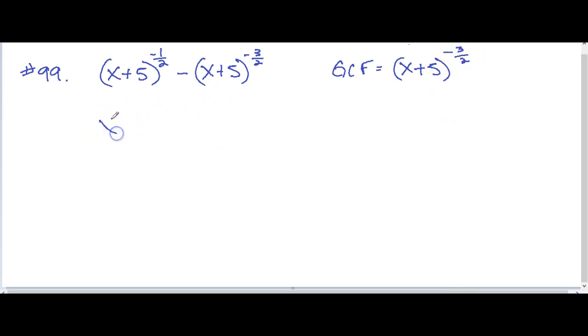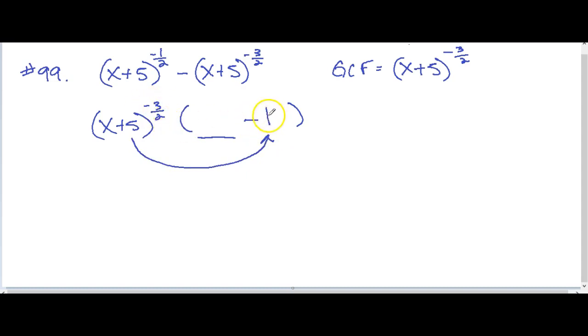In our next step, we're going to take that greatest common factor out of the expression, and then we're going to multiply it by two terms in the expression to give us the original. So I'm going to skip this first one for a second because the last one is quite easy. It's going to be negative 1. If we go x plus 5 to the power of negative 3 over 2 times negative 1, we do get this part of the equation. So negative 1 is right there.